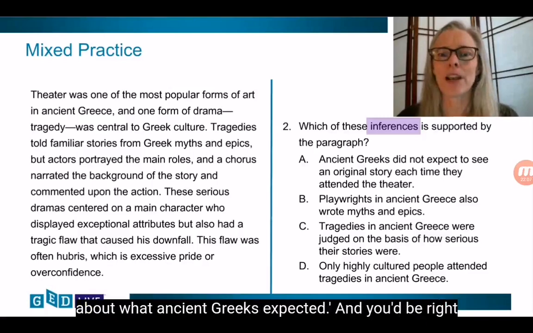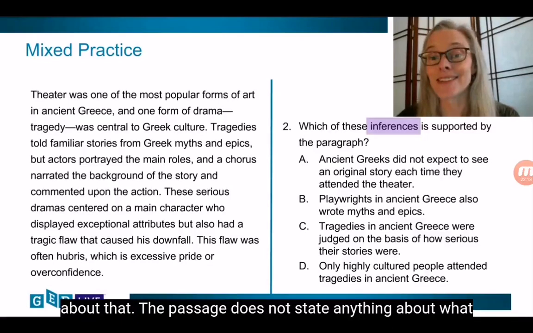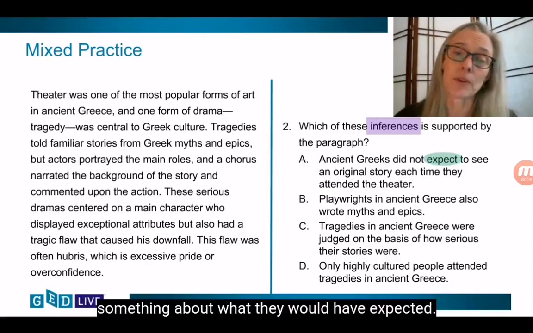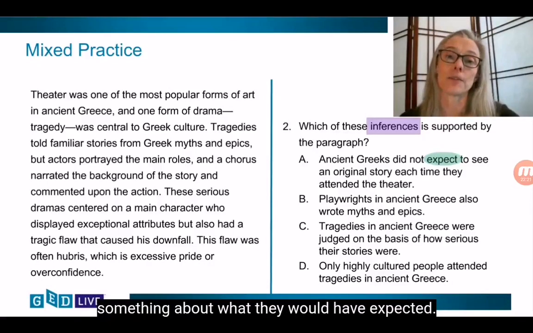And so if you're like me, even a little bit, you may read this and say to yourself, I didn't read anything about what ancient Greeks expected. Right? And you'd be right about that. The passage does not state anything about what the Greeks expected, but that doesn't mean that you can't infer something about what they would have expected.